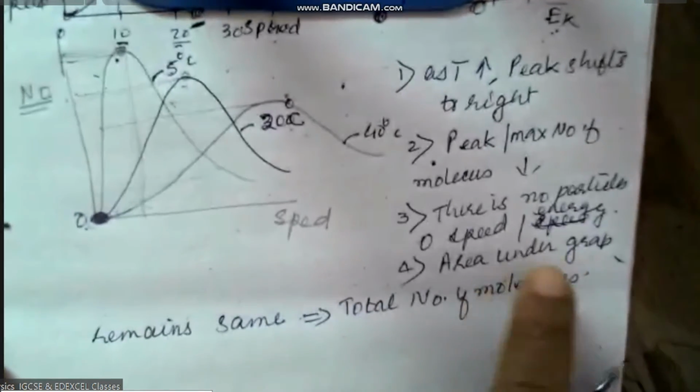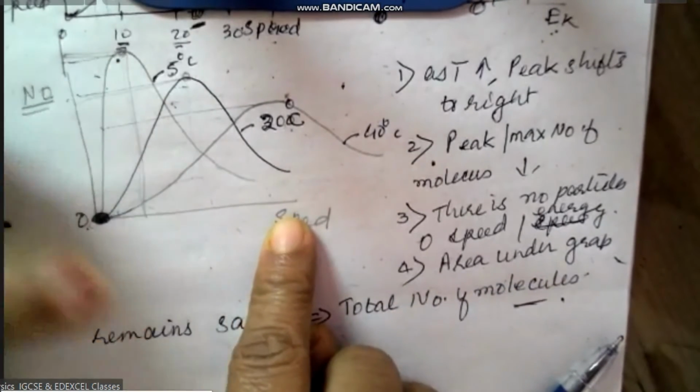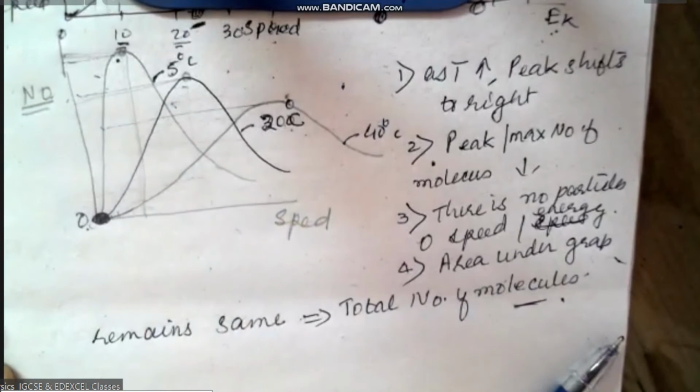Now, what would be represented by the area underneath the Maxwell-Boltzmann curve? The total number of molecules in the investigation. That's what I have given in the last point. Area, because the number of molecules per speed times speed, the speed will get cancelled, giving the number of molecules.